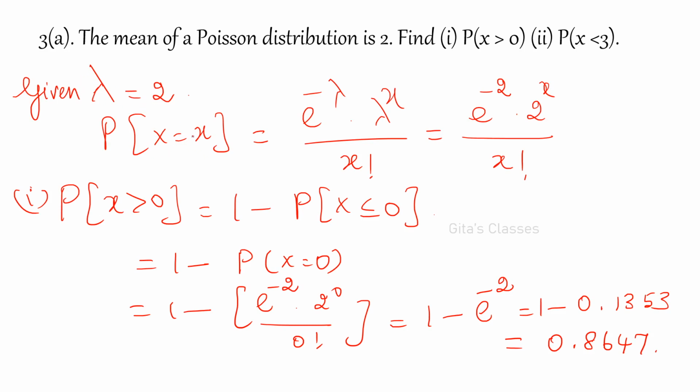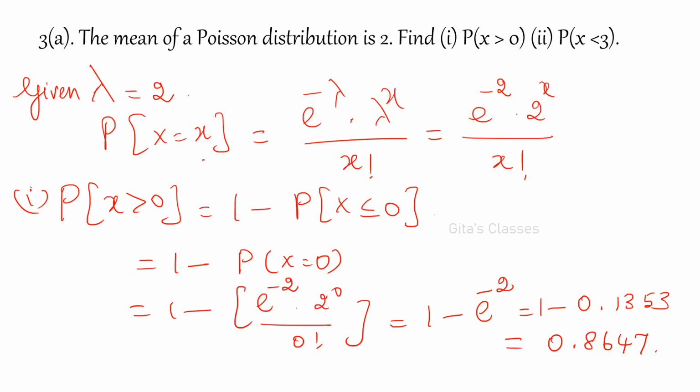First you write the generalized expression. P of x is equal to e power minus lambda into lambda power x by x factorial. Lambda is 2, just substitute. So e power minus 2 into 2 power x divided by x factorial. So first part is P of x greater than 0.